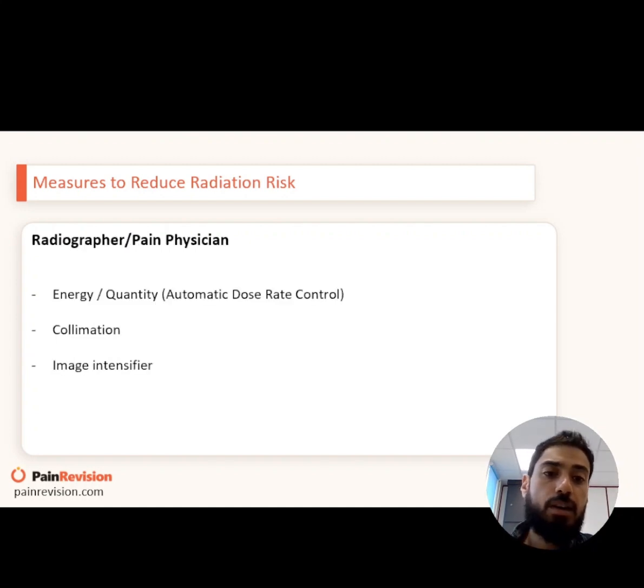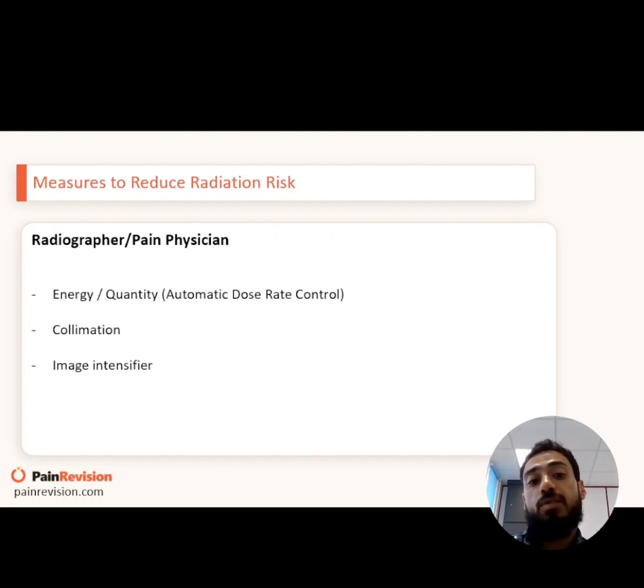And finally, I have grouped these as radiographer slash pain physician factors because I think both of them share the responsibility. And one of them is the energy and quantity. So these are settings within the C-arm itself. And most modern fluoroscopy will have something called an automatic dose rate control, where it will automatically adjust the exposure of each image to try and automatically get the best image for the least amount of radiation, but it is something that can be manually overridden.